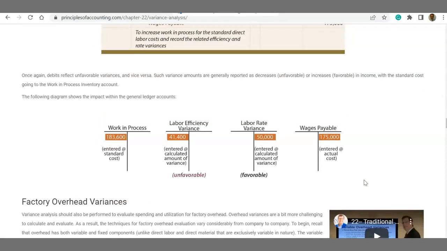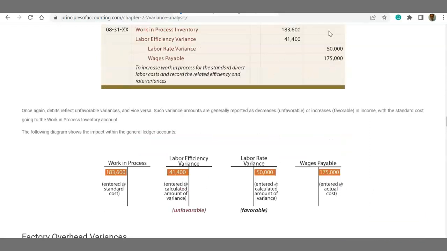And here is the T account for you to see. In the T account, we have work in process debited for direct labor, standard cost, 183,600. However, the wage payable is only $175,000. The difference is 8,600 favorable saving. But in order to reflect that saving, we put 41,400 unfavorable labor efficiency variance on the debit side. And we put a credit of $50,000 because it was favorable labor rate variance, as a form of saving on that part. That is how the T account looks after doing this journal entry.